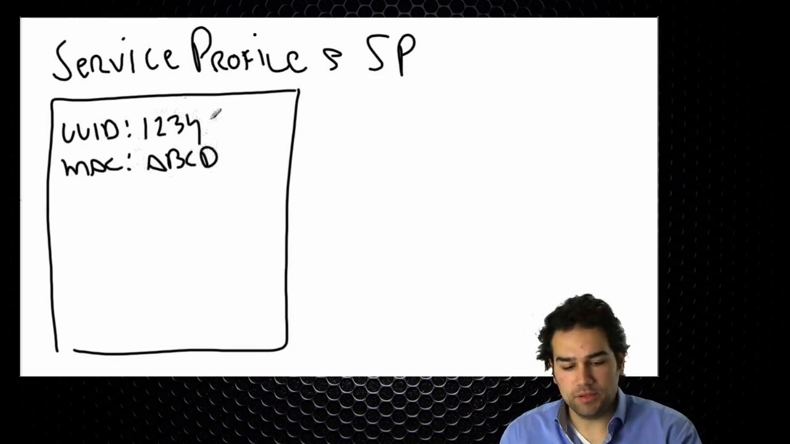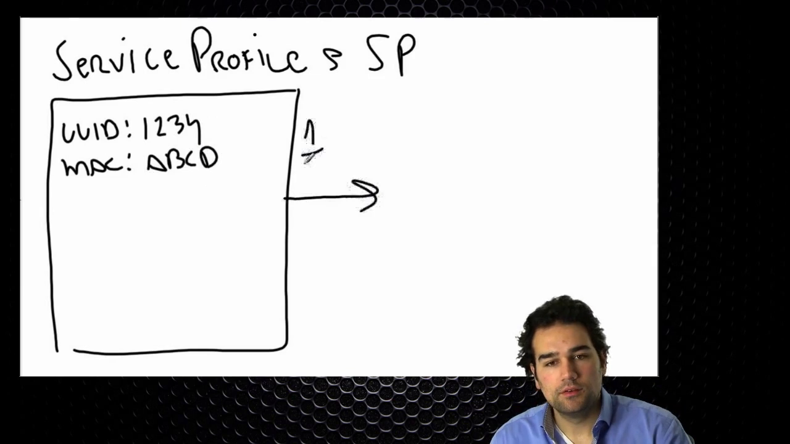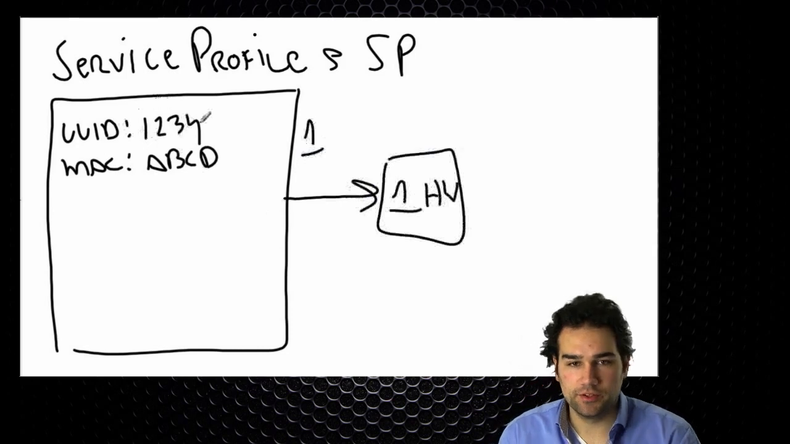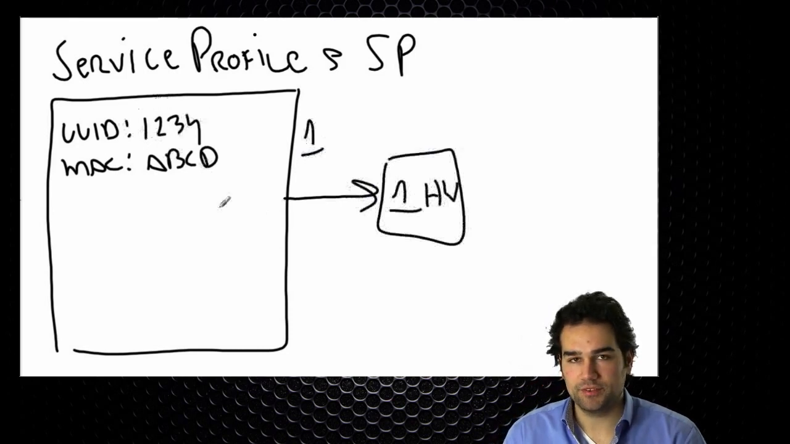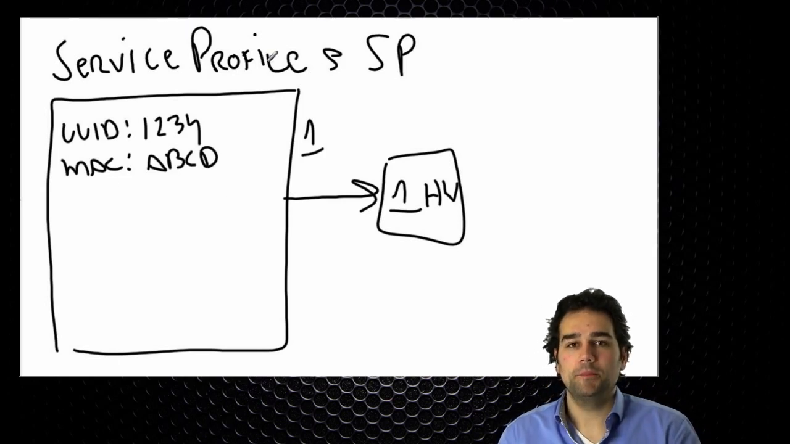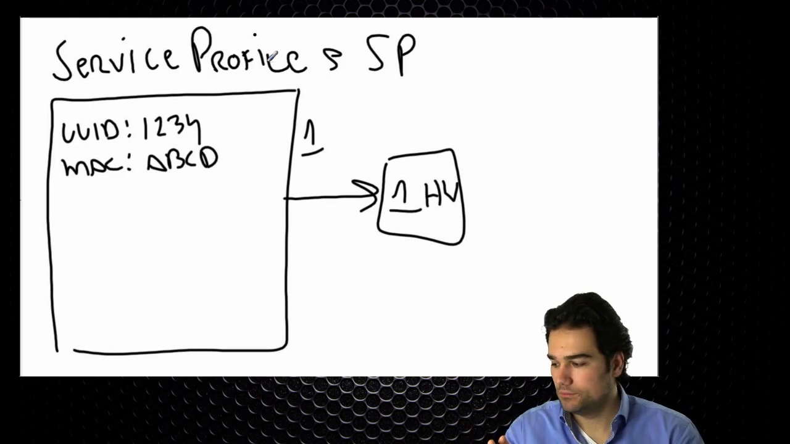Now what does this implicate? This implicates that one service profile can only map to one server, right? One piece of hardware can run with this particular UUID and with this particular MAC address. So a service profile is not something you can reapply over and over again to all of your servers. No, one service profile maps to one server, to one piece of hardware.